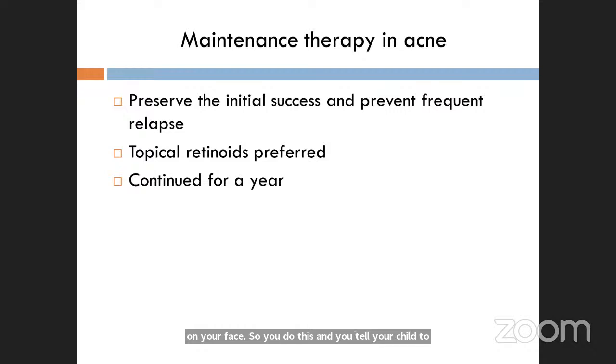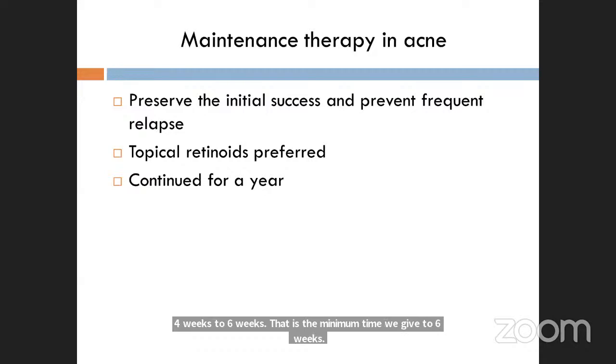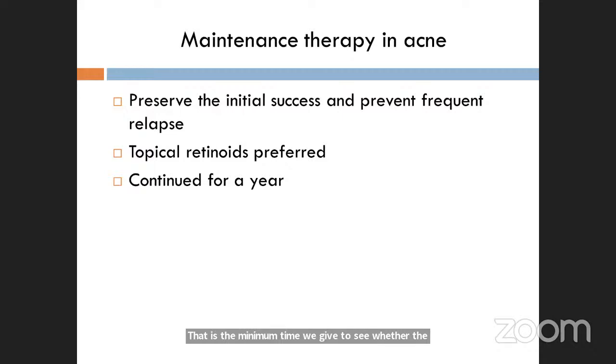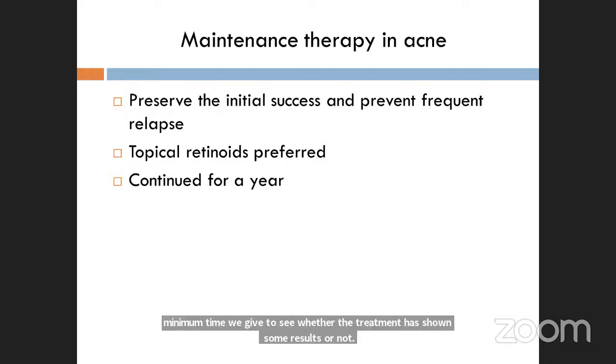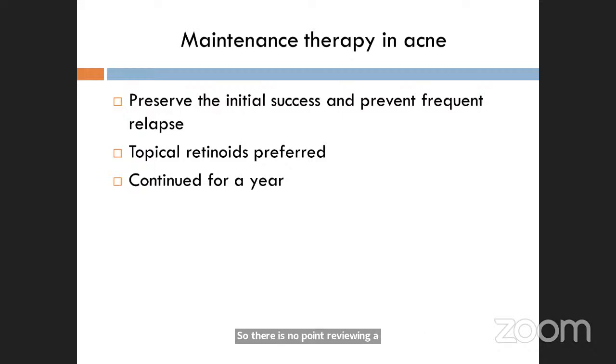Results don't come normally before 4 weeks to 6 weeks. That is the minimum time we give to see whether the treatment has shown some results or not. So there is no point reviewing a child every few days. So the first review visit with topical therapy is after 6 weeks to 8 weeks, 1.5 to 2 months.